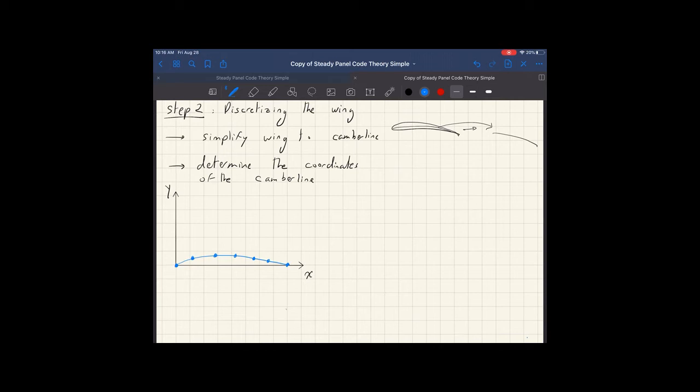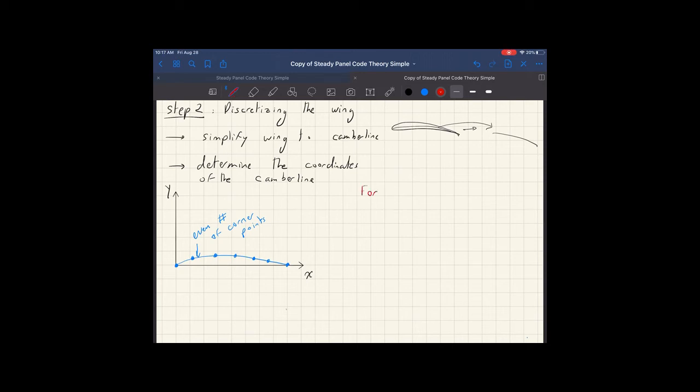And typically you want an even number of corner points, and I'll go over the reason for that a little bit later. So to talk a little bit more concretely, we need to figure out how to come up with a camber line coordinate for a specific NACA airfoil, and I'll go over it right here.